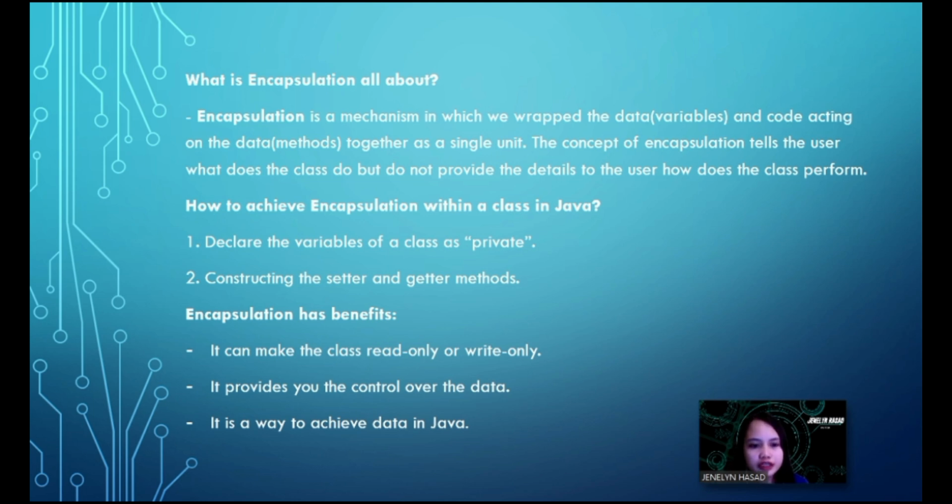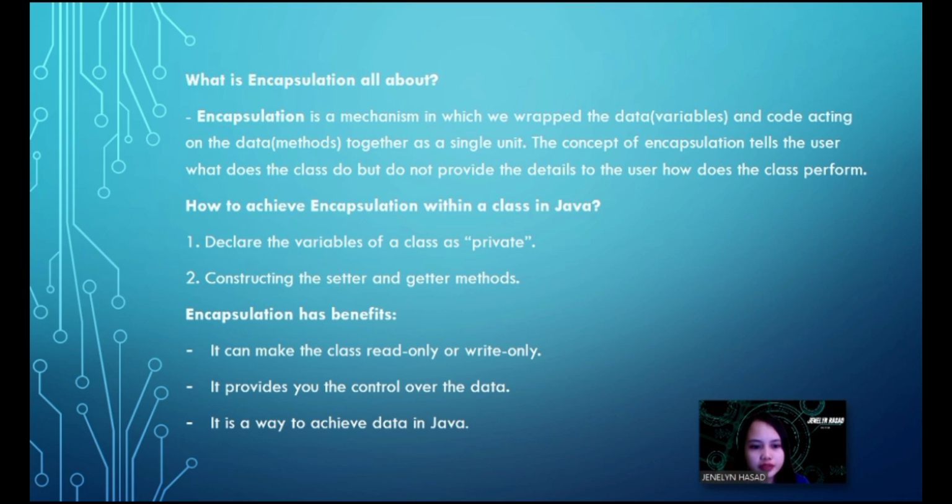How to achieve encapsulation within a class in Java? First, declare the variables of a class as private. From the word private, naka-hide na ang ating variables at hindi na siya madaling ma-access ng ibang class. Second, construct the setter and getter methods to set and get the data within the class.